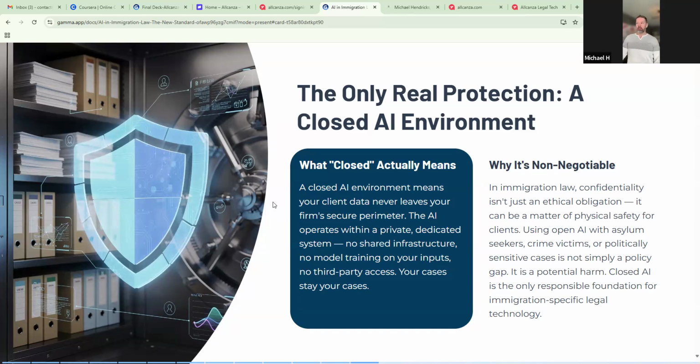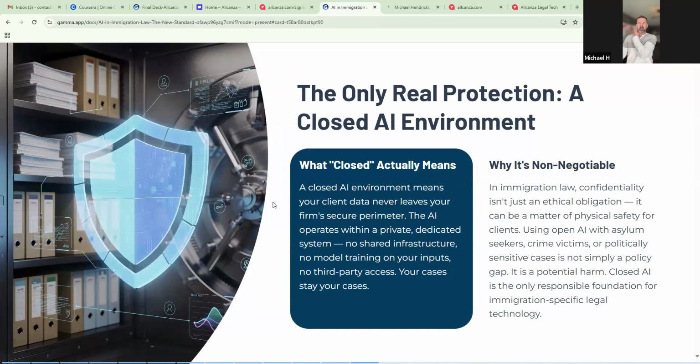Why is it non-negotiable in immigration law? Of course, confidentiality and ethical obligations. It could be a matter of physical safety for clients. Think about a person filing under VAWA, their spouse is their abuser, and they're trying to get a green card to be able to get out of that abusive situation, and the spouse finds out somehow. That could put that person at risk.